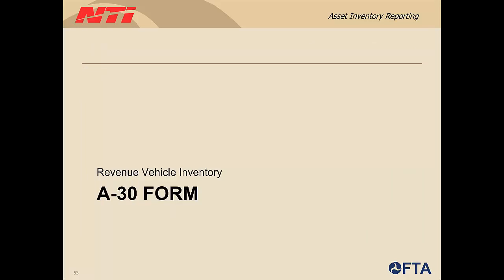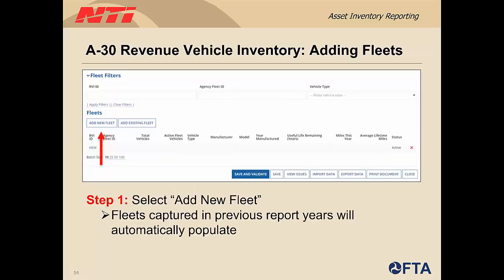Now we're going to cover the A30 Revenue Vehicle Inventory form. This is where you will report all revenue vehicle data that is categorized in fleets. As I said with the A15 form, any data that you entered into this form in the previous report year will pre-populate. You will report one A30 form per mode and type of service. You only need to report any new fleets or edit existing fleets. You can enter new fleets by clicking Add New Fleet, or you can edit an existing fleet by clicking on the RVI ID number.